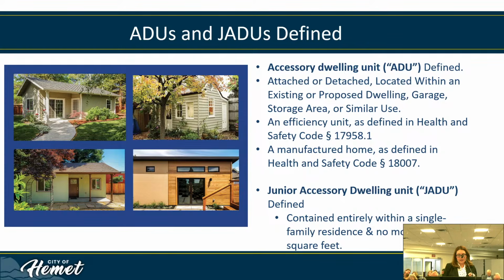150 square feet for no more than 2 persons, and should include partial kitchen and bathroom facilities, as well as a manufactured home. A junior accessory dwelling unit means an accessory dwelling unit that has no more than 500 square feet in size and is contained entirely within the single-family residence. It includes its own separate sanitation facilities, kitchen, or shared sanitation facilities with the existing or proposed single-family residence.